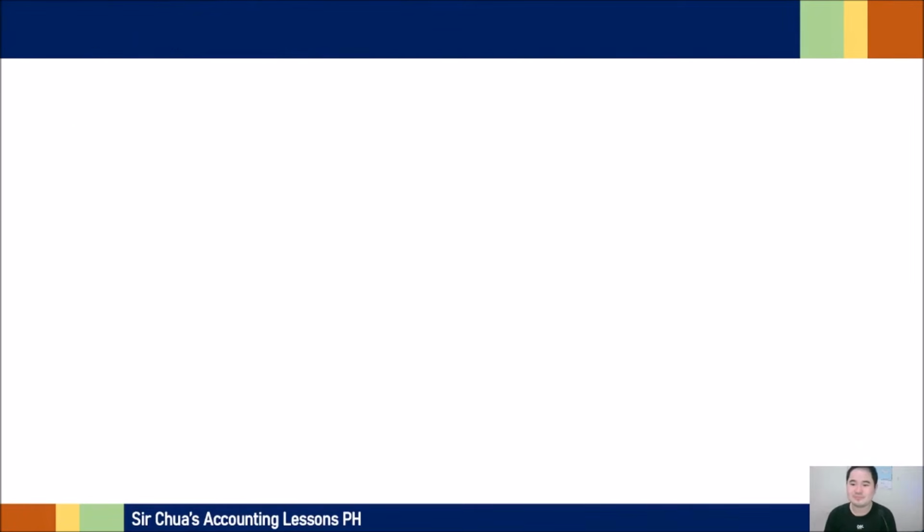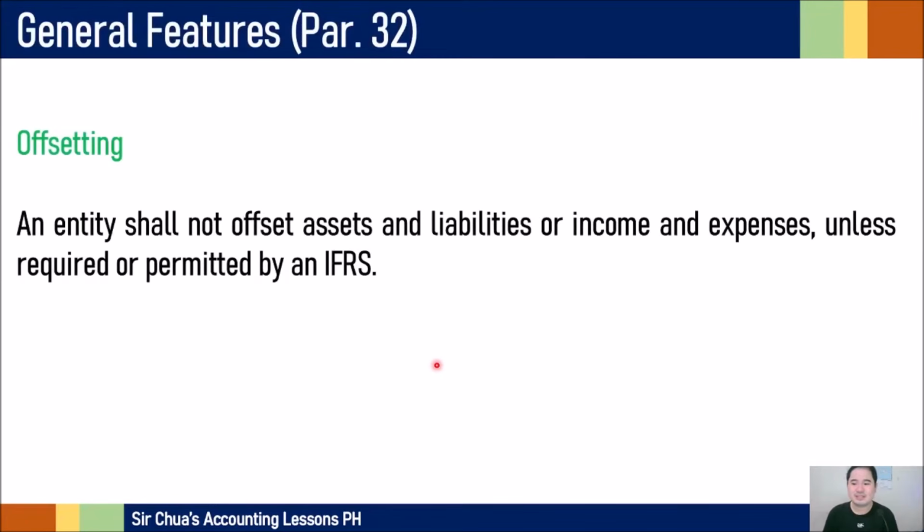Okay? Next feature po natin is offsetting. Bawal. The general rule is bawal po tayo mag-offset ng asset versus liability at saka income versus expense. Yung revenue mo, present mo separately. Yung expenses mo, present mo separately. Kailan lang siya mag-offset? Pag pinresent mo na yung net income sa ilalim, di ba? Ganun lang. But you present it separately pa din.